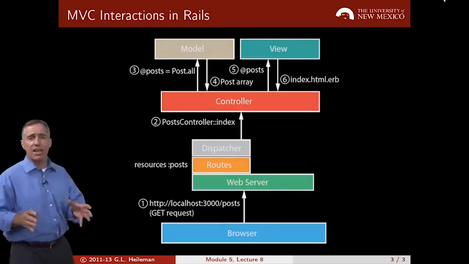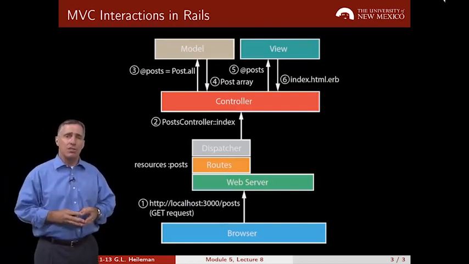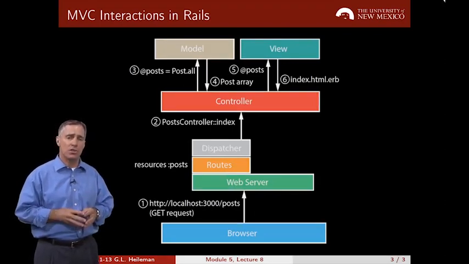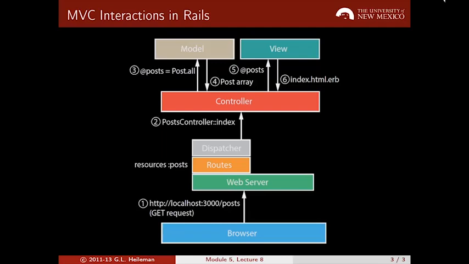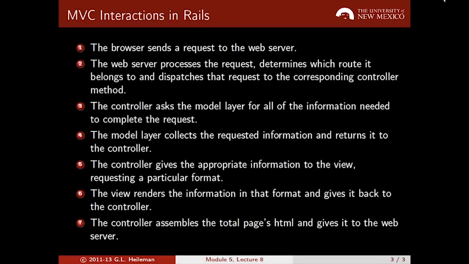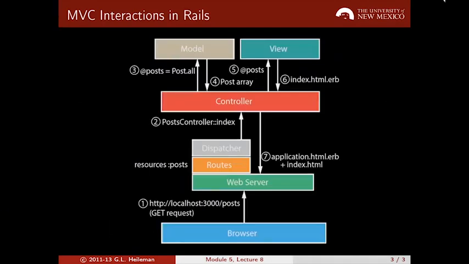This index.html.erb is used to generate the specific HTML that's going to go along with this request. So that's going to depend on the particular posts that are returned. The controller takes this and includes it with some other HTML. The total amount of HTML that's compiled depends upon the application.html file, as well as this index.html.erb file that was executed in order to dynamically create content that's going to be returned. And so that's what I show here.